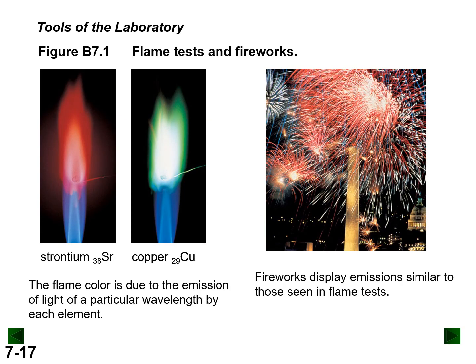As we can see from this figure, the fireworks display emission similar to those seen in flame tests. Why does the flame produce color? This is due to the emission of light of a particular wavelength by each element. As we know, when atoms absorb energy and jump into a higher energy level, and the electron falls down to a lower energy level, they will emit light. This is why the flame produces color.